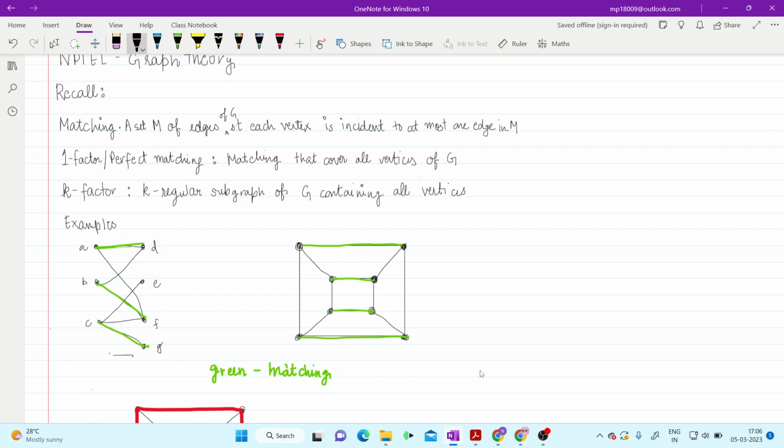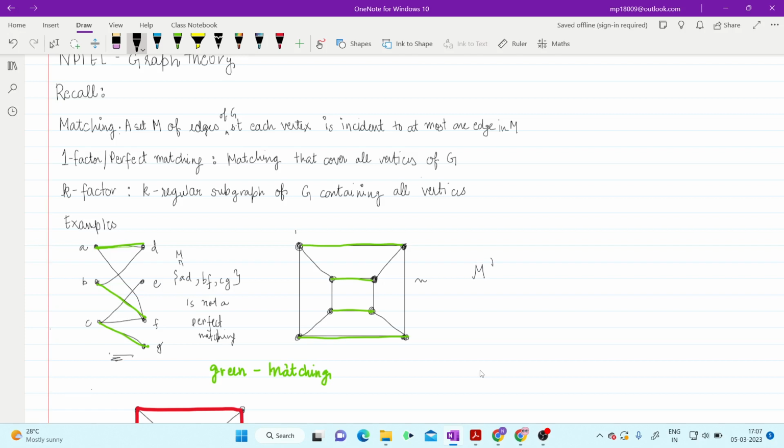Moreover, you can see this was not a perfect matching. In this bipartite graph, the matching M equal to AD, BF and CG is not a perfect matching. Why is it not perfect? Because it is not covering all the vertices. The vertex E is not matched in this particular matching, so this matching was not perfect. Now let's look at this other matching.